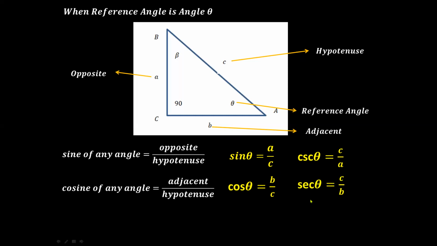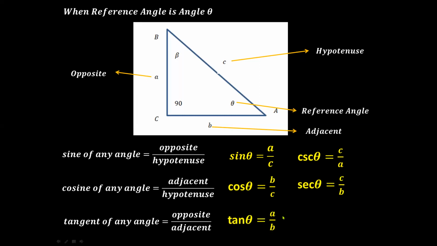Paano naman ang tangent of any angle? Opposite over adjacent. Ang opposite natin is a, ang adjacent naman natin is b. That is why the tangent of theta is a over b. Kung ang hinahanap naman is the cotangent of any angle or cotangent theta, ang sagot is simply b over a, the inverse of a over b. Yan. So, natapos na natin ang angle theta as reference using the right triangle sa paghahanap ng 6 trigonometric functions.